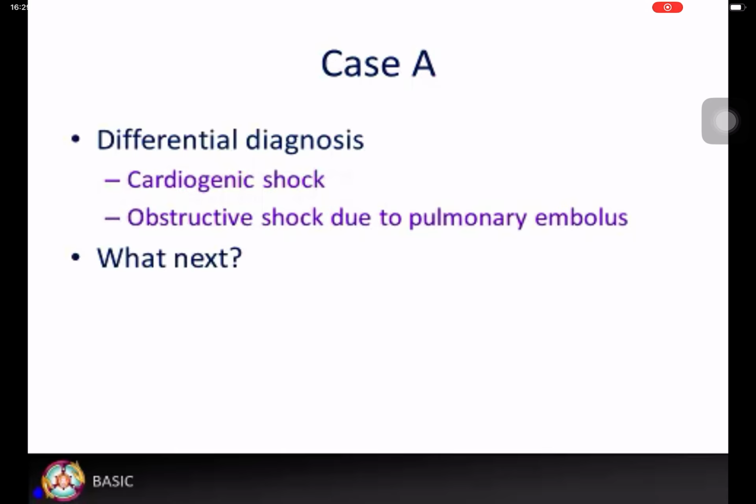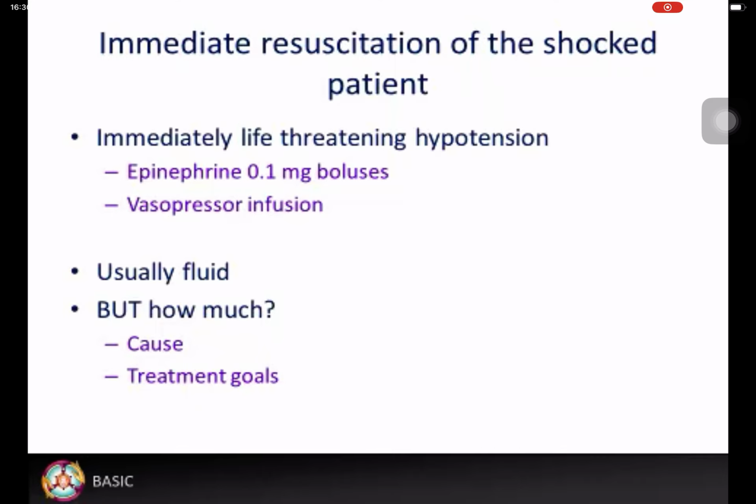The immediate resuscitation of patients with cardiogenic shock and obstructive shock due to a pulmonary embolus is similar, so making a distinction between the two at this stage only wastes precious time. If a shock patient has immediately life-threatening hypotension, give epinephrine boluses followed by a vasopressor infusion to buy time.